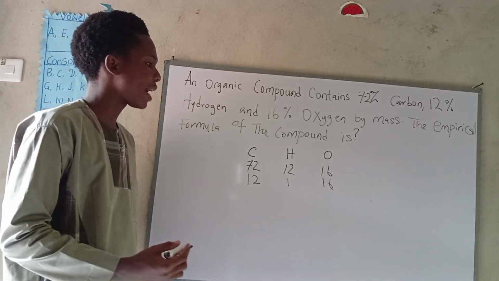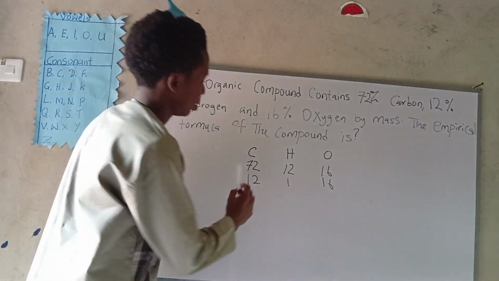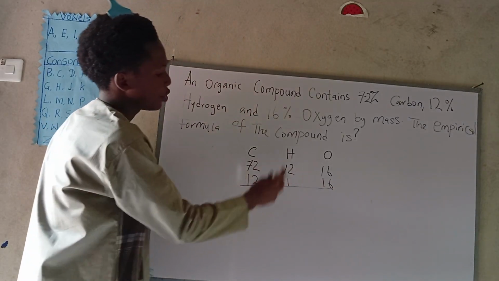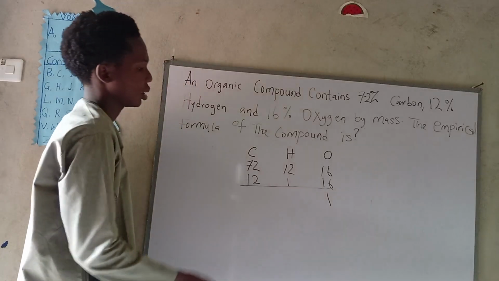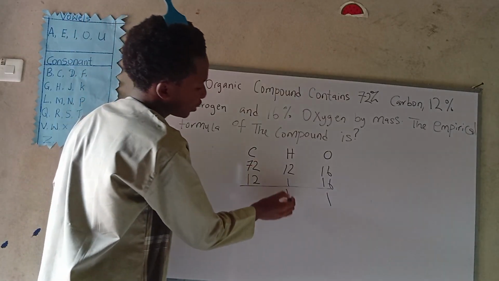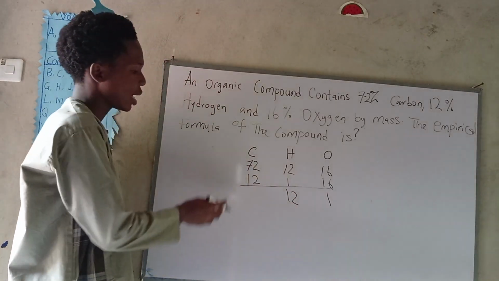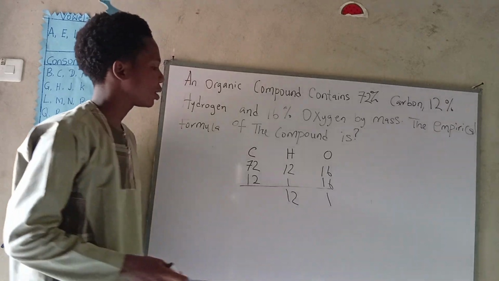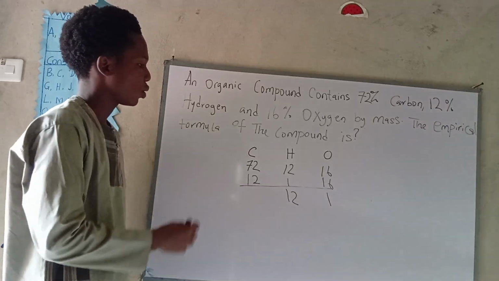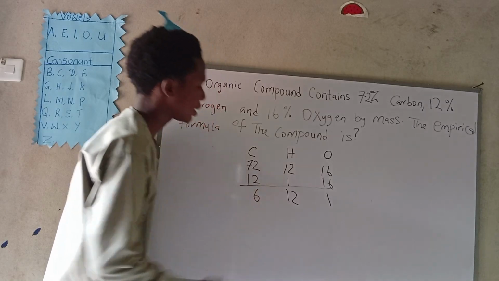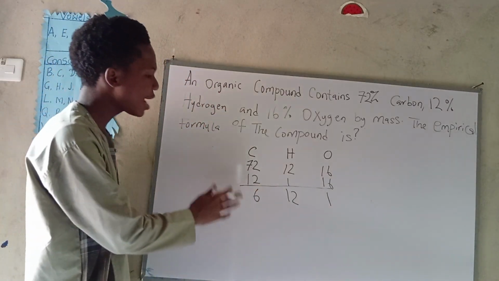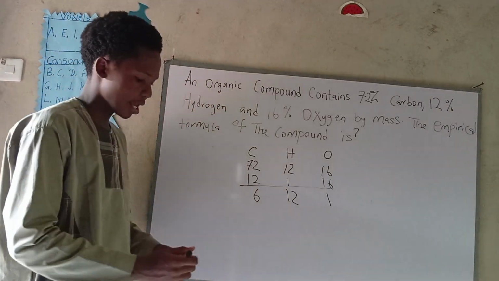Now we have to divide this. If we divide through, 16 divided by 16 is 1. 12 divided by 1 will give us 12. And 72 divided by 12, what will it give us? It will give us 6. So we write it down. Now we have divided through and we've gotten these numbers.